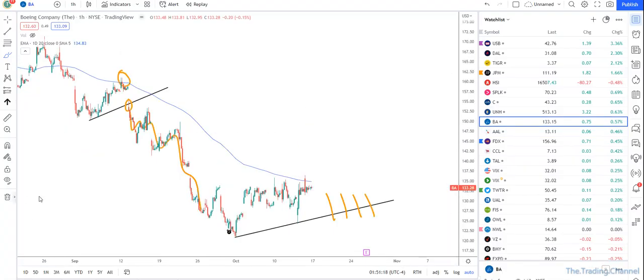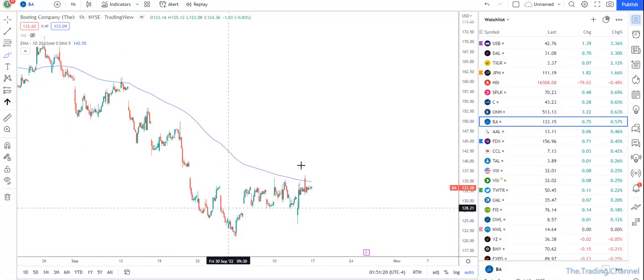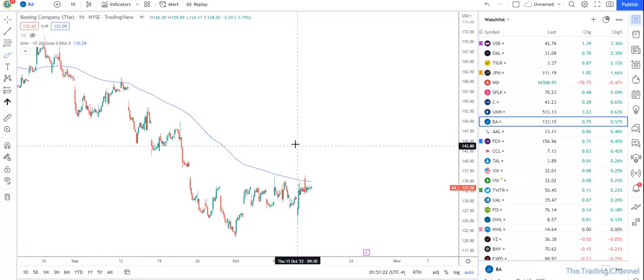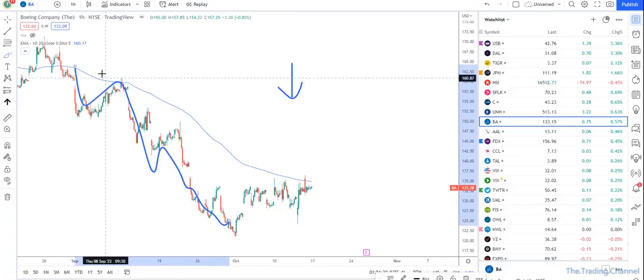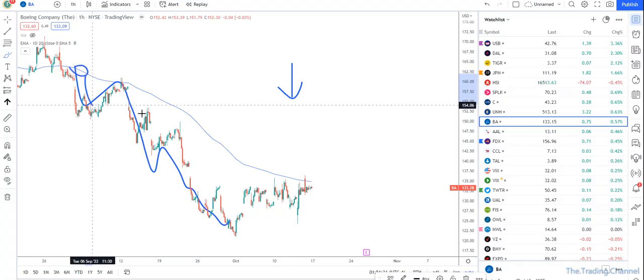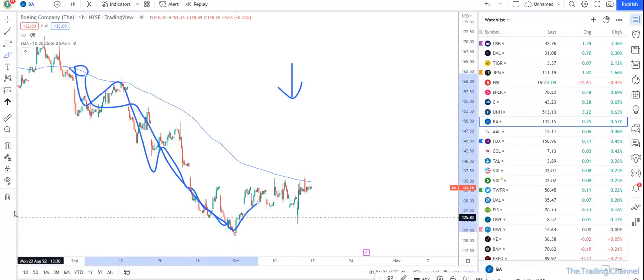Like for example, if you take a look at this stock called Boeing today, Boeing is very nice. Why? Isn't this called major down? It's below the EMA. It has been dropping since 160 all the way until here, and now it is bouncing up.